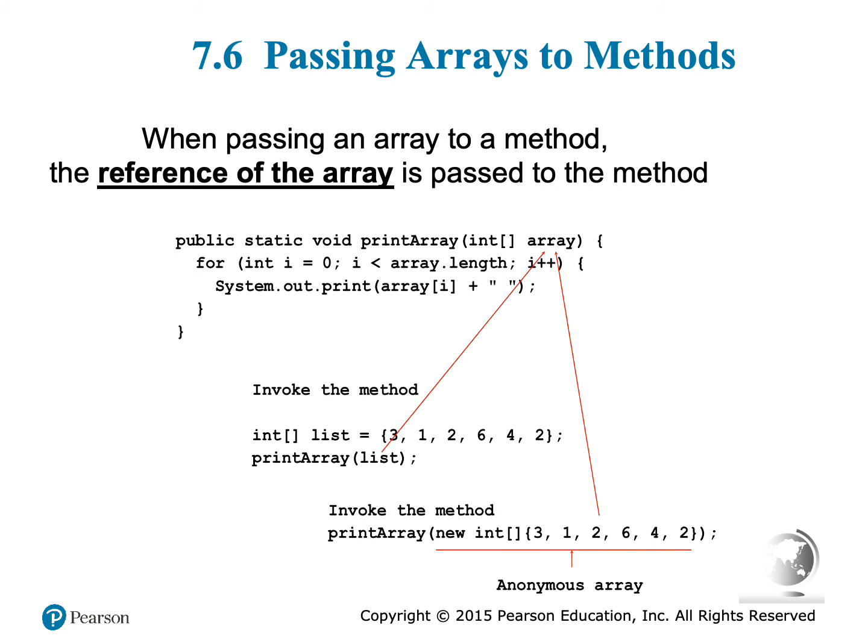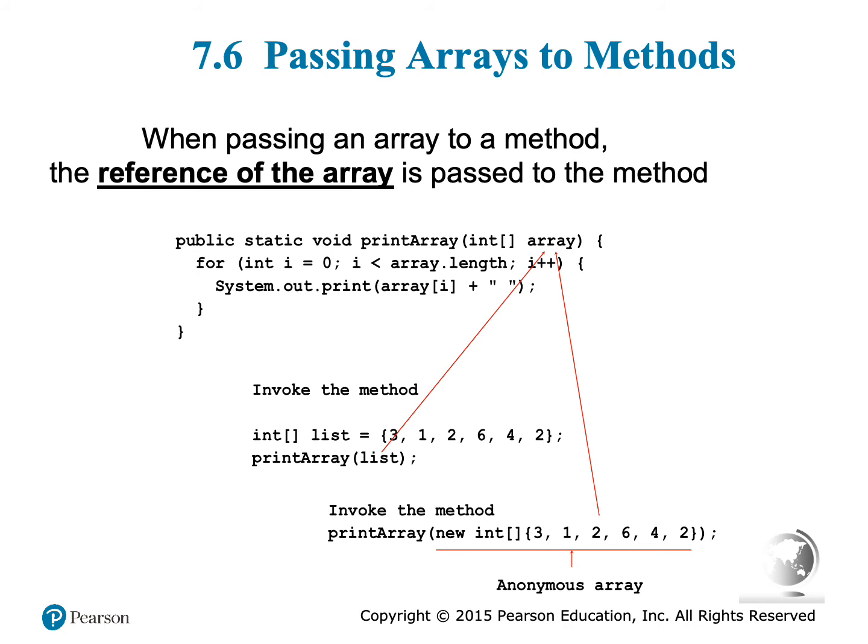Just like we can pass primitive data types to methods as parameters, we can also pass an entire array to a method as a parameter. Because an array is not a primitive data type, we are passing the reference of the array, that is the address of the first element of the array, to the method. This is a very important distinction.